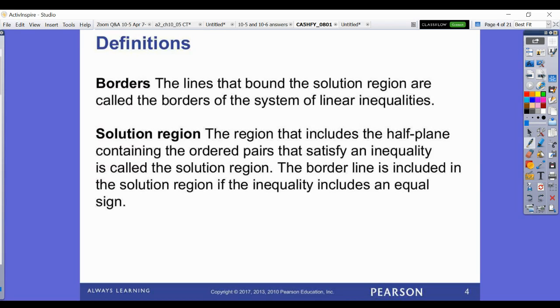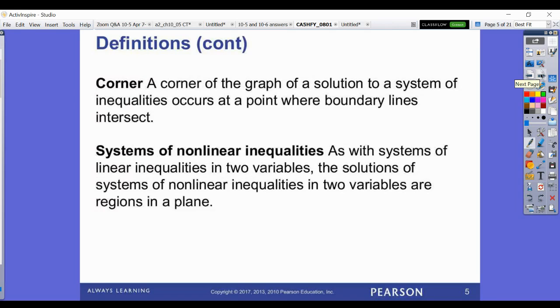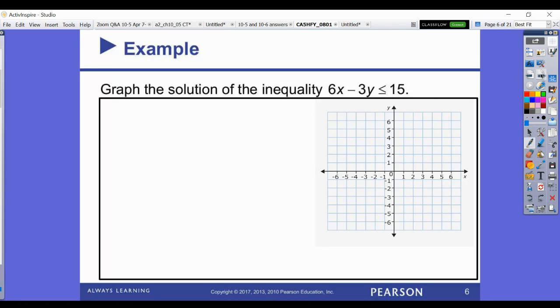So in order to graph an inequality, the first thing you need to do is graph its border and then decide which side to shade. So it's just like graphing a normal line, but then we have to decide if it's solid or dashed, and shade it. When we have more than one, where they intersect are called corners, and the solution is that shaded area that we talk about. So if we just have one inequality, we just need to graph.